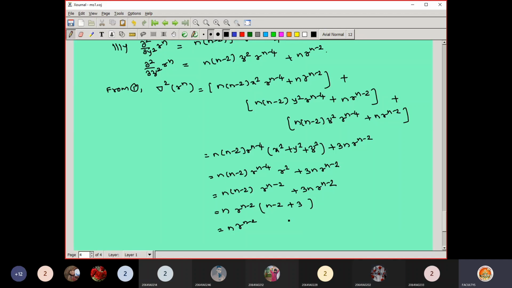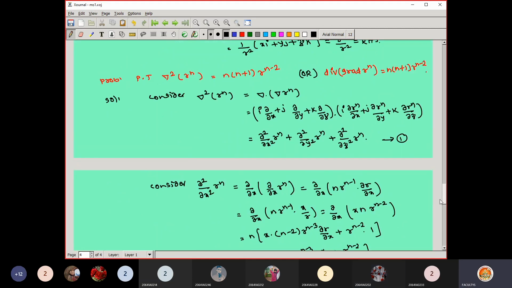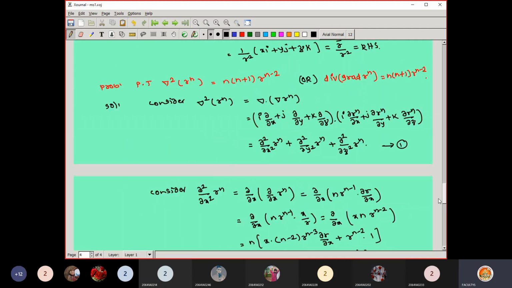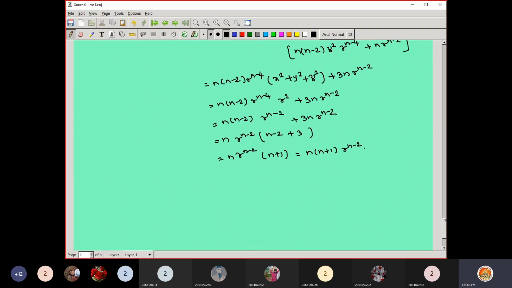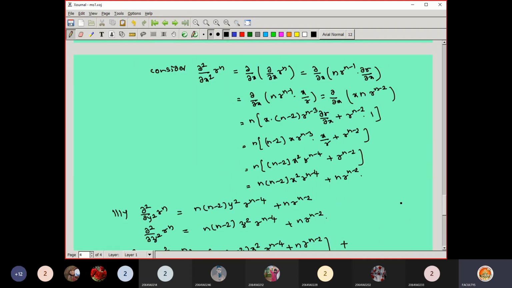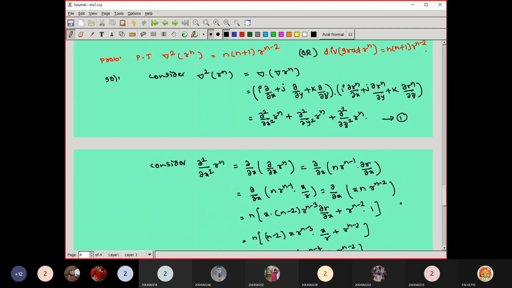So n minus 2 plus 3 is there, so it becomes n plus 1, or I can write this value as n into n plus 1 r to the power of n minus 2. Are you getting the same right hand side value? Is it okay? Yes, sir. So n into n plus 1 r power n minus 2, right? So that is exactly your right side value. Only the simplification here. So these are the different problems corresponding to divergence.